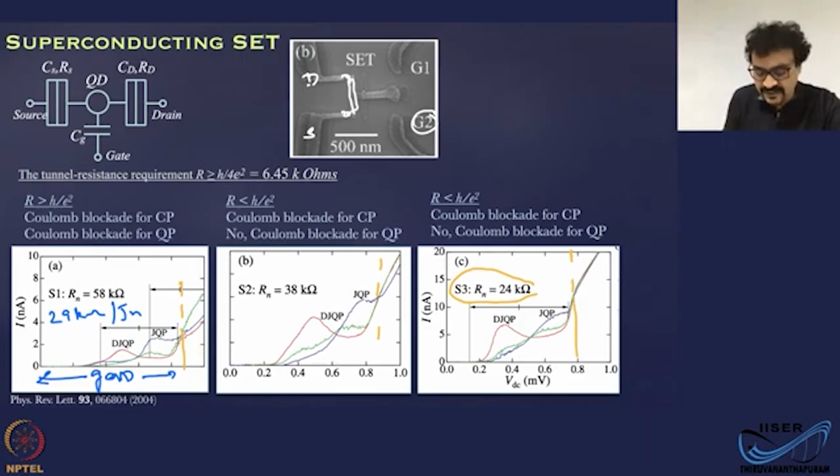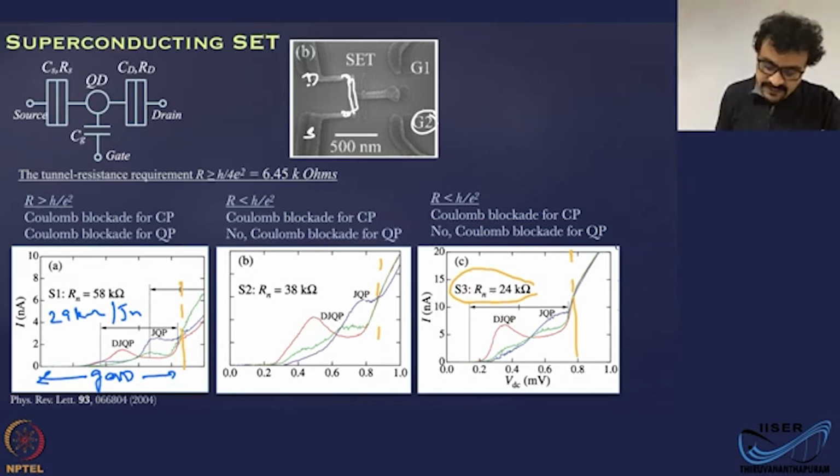That's called 3E cycle. Here you have Josephson quasi-particle cycle where you have one Josephson tunneling through one junction and quasi-particle tunneling involved in the other junction. So this is called Josephson quasi-particle cycle. This is double Josephson quasi-particle cycle. Anyway, those are details which we will not dwell into much in this lecture.